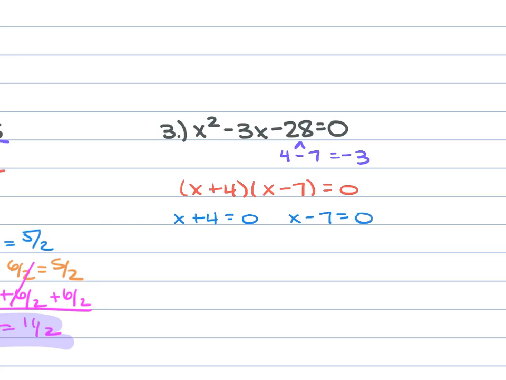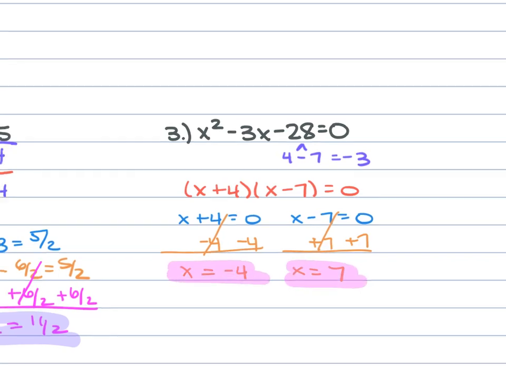And I'm just going to move the 4 over by subtracting it from each side. And I get x is equal to negative 4. Add the 7 on both sides to solve for the other, and we get that x is 7. So x is negative 4 and 7 for this one.